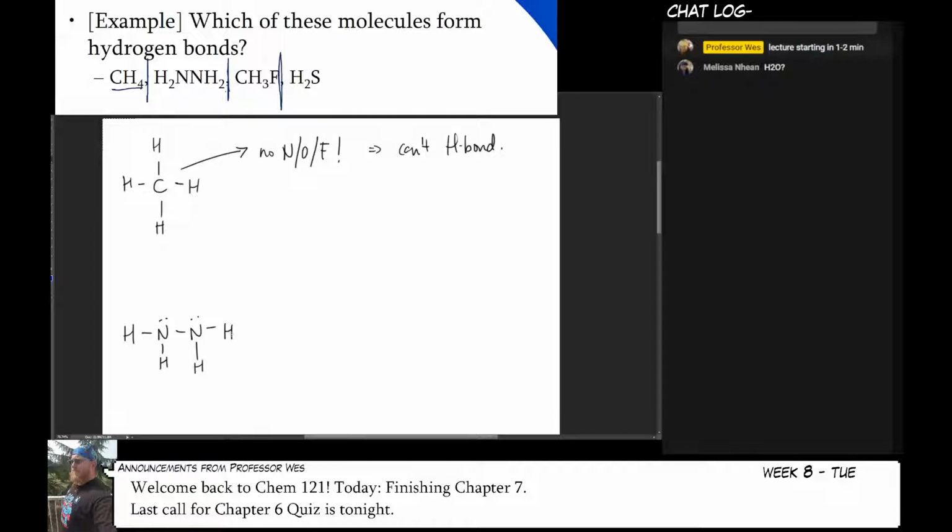All right, there's H2N and H2. If I was to make a hydrogen bond here, I would first need to have an N or an O or an F, and I have that. So this qualifies. And then I need to make it such that I have a hydrogen bonded to a nitrogen pointed at the electron pair on another nitrogen. So I could do something like this, actually.